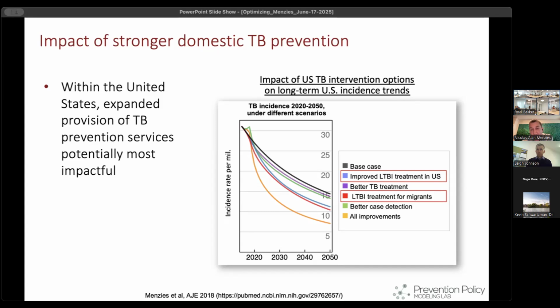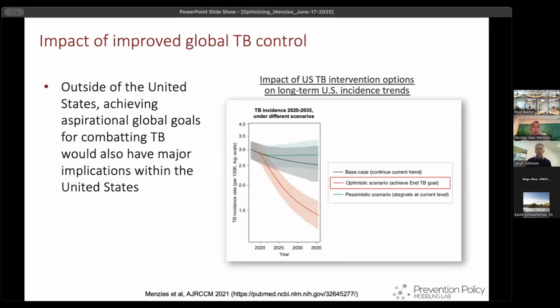So essentially, the red line is offering TPT at the border. The blue line is offering TPT when people are already here. I think both of these are shown to be quite impactful compared to the other options we looked at. And this orange line is just the sum of all the interventions. So these blue and red are the most impactful of the single interventions. So that's doing stuff inside the United States.